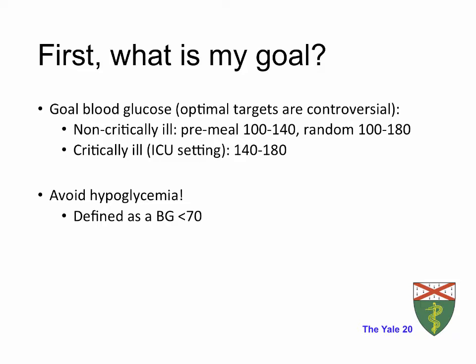And it's similar for the non-critically ill and the critically ill, though there are some nuances that you can see here. And we also want to avoid hypoglycemia because often that can have more dangerous consequences or side effects than hyperglycemia. And that's defined as a blood sugar less than 70.